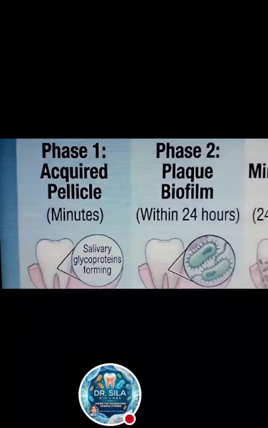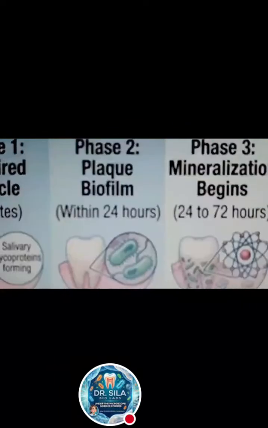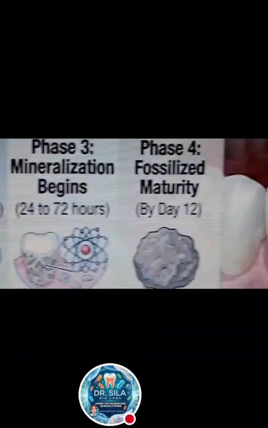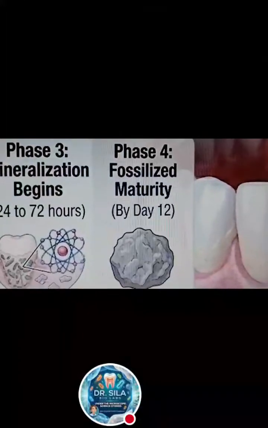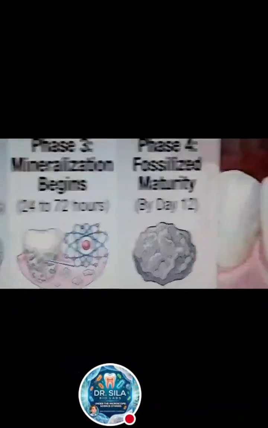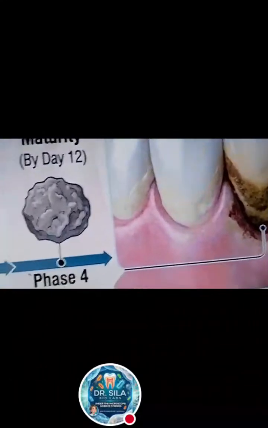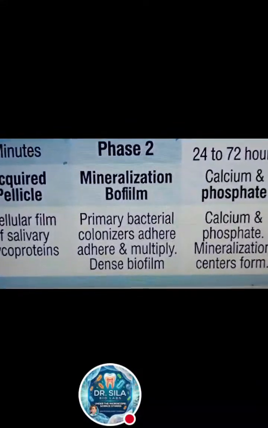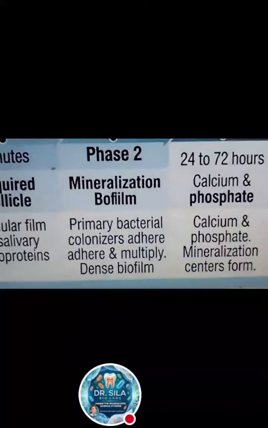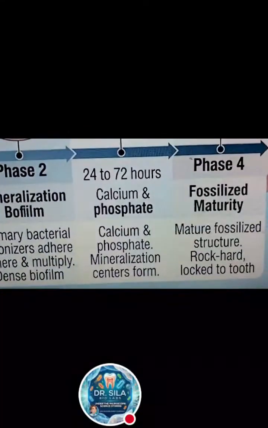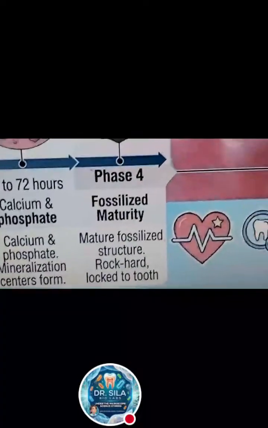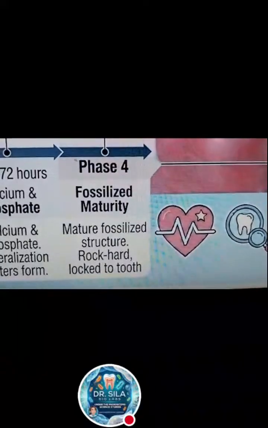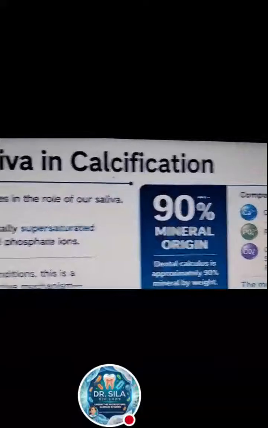Phase 1, acquired pellicle, salivary glycoproteins. Phase 2, plaque biofilm within 24 hours. Phase 3, mineralization begins. And phase 4, fossilized maturity by day 12. Okay, leading to the calculus. Acquired pellicle, salivary glycoproteins, primary bacterial colonizers adhere. Phase 2, phase 3, calcium and phosphate mineralization centers, and mature fossilized structure, rock hard, locked to the tooth. Okay, the role of saliva in calcification.